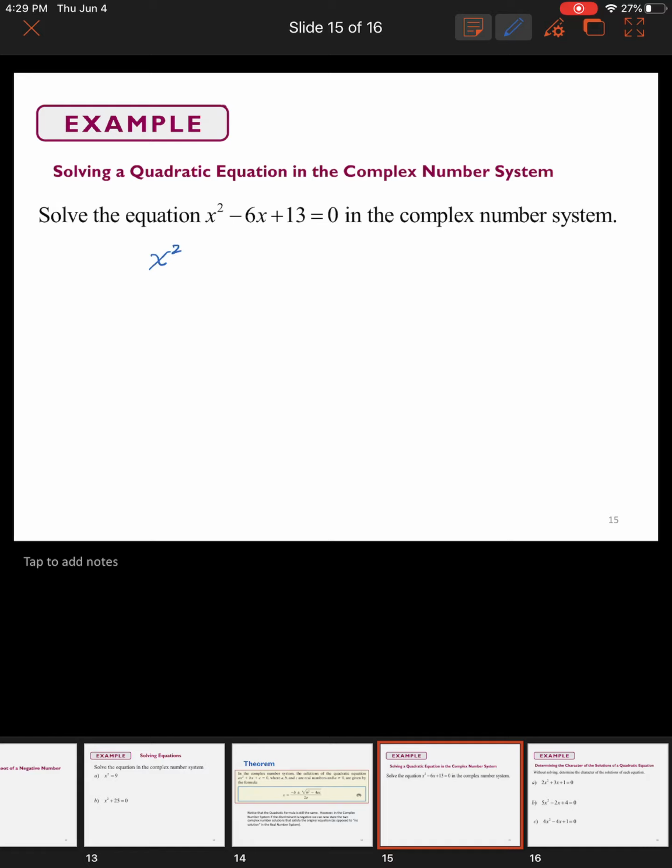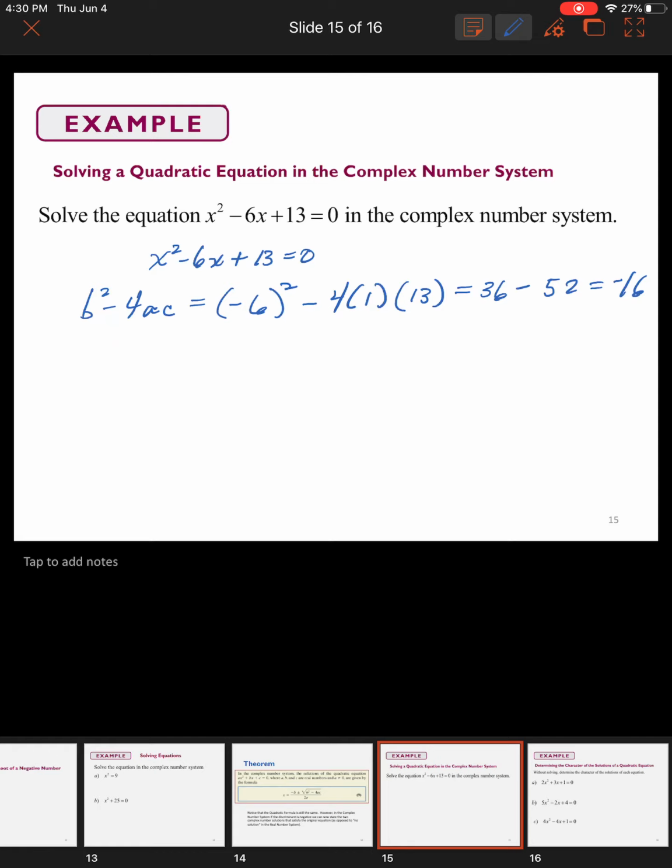Example, solve the equation in the complex number system. We have x squared minus 6x plus 13. We have a quadratic equation in front of us. I'm going to go ahead and plug this information into my discriminant. So b is negative 6. So I have negative 6 squared minus 4 times a, which is 1, and times c, which is 13. My discriminant here is 36 minus 52. And that makes my discriminant negative 16. So that lets me know I have two complex solutions. And everything else is like before.